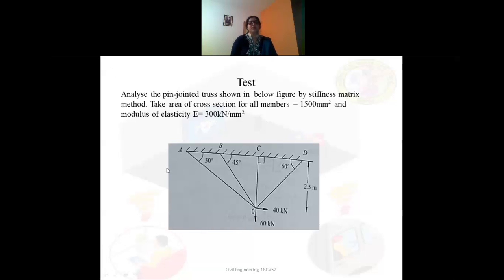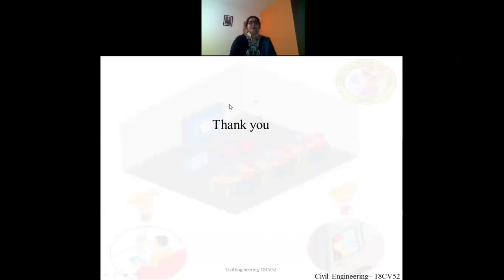So I have given the same problem as an assignment, but the area of the members I have changed to 1500 millimeter square and E value as 300 kilonewton per millimeter square. So analyze this pin jointed truss shown in the below figure by stiffness matrix method by taking area as 1500 millimeter square and E value as 300 kilonewton per millimeter square. Thank you.